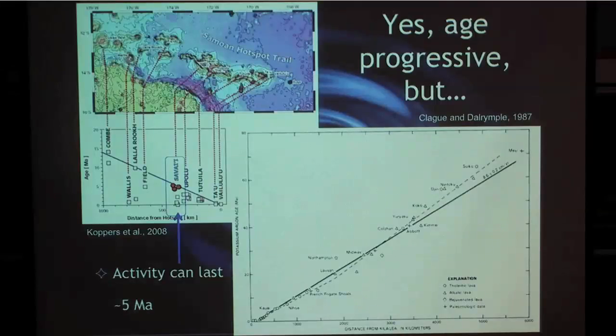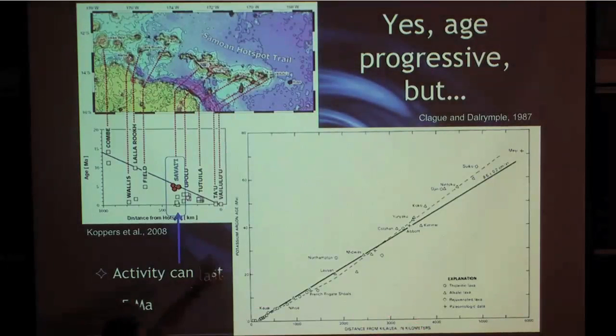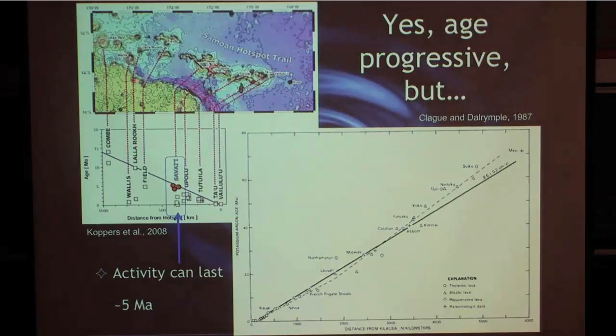So I figure you probably have seen this before. This is the traditional plot of distance from, in this case, Kilauea versus age in Hawaii. This gets older as you get further away from the hotspot. It's age progressive. You can do the same sort of thing for other hotspots. So this is an example for Samoa. The reason I put this up is this little bit here.